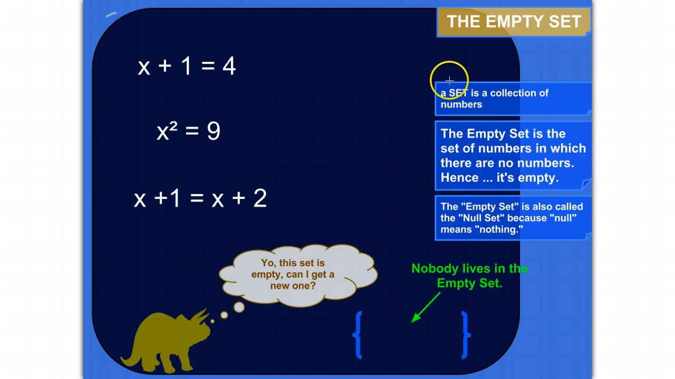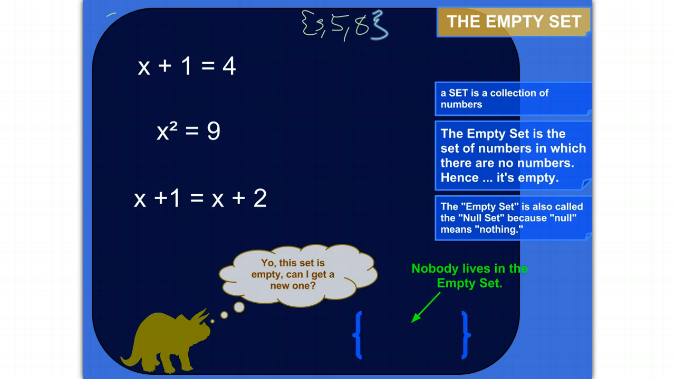So, let's back up. First of all, what's a set? Before we talk about a set being empty or not, a set is just a collection of numbers. It's usually written with curly braces to say what lives inside a set. Here's a set of three numbers: 3, 5, and 8.